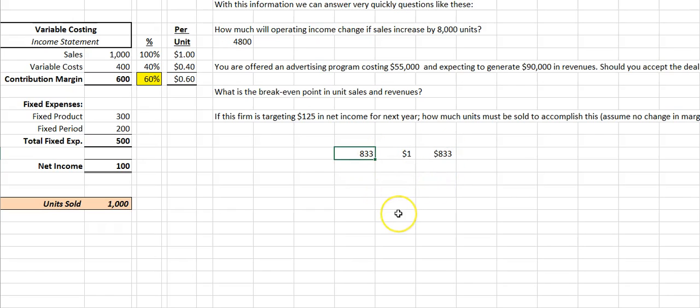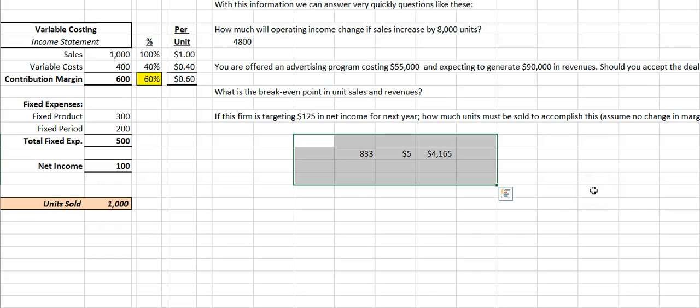If the break-even point was 833 units and you sold each one for $5, then it would be $4,165 as far as revenues go. Your break-even point in dollar terms is $4,165. So to get the break-even point in dollar terms, all you have to do is take the units that you have to sell and multiply it by the unit sales price, and you'll get the dollar terms. That's the easiest way to do it. You can do it other ways using the margins and so forth. It's a little bit more complicated. Okay?